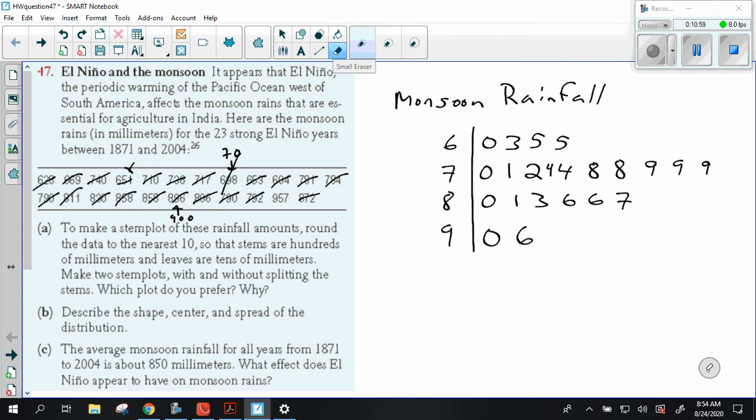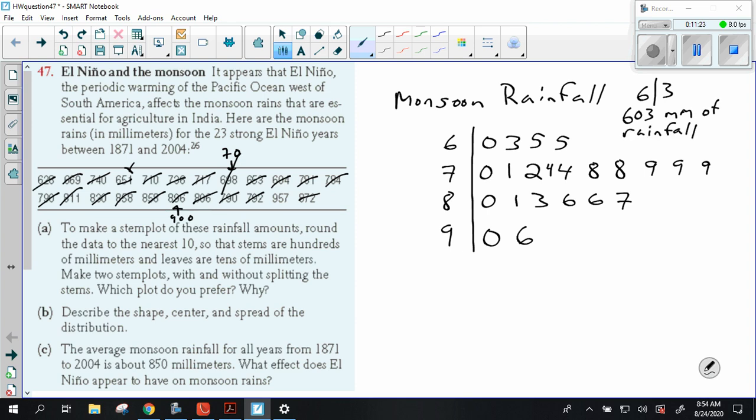It's not quite right yet because we do not have a key. So we could say that 6-3 is going to represent 603 millimeters of rainfall. Make sure you've got a key on your stem plots or they're not right.